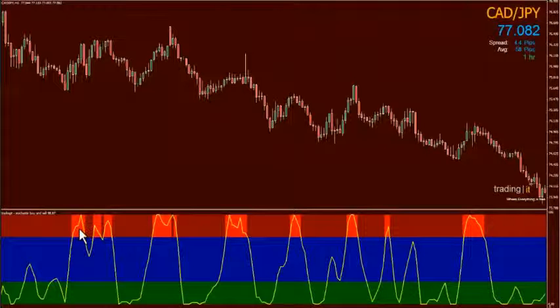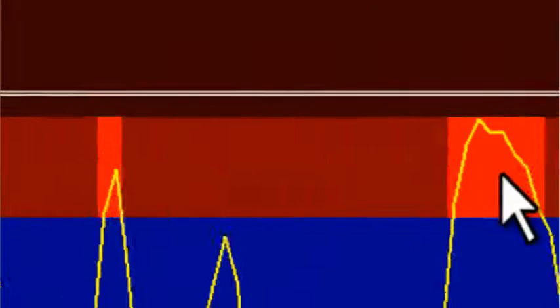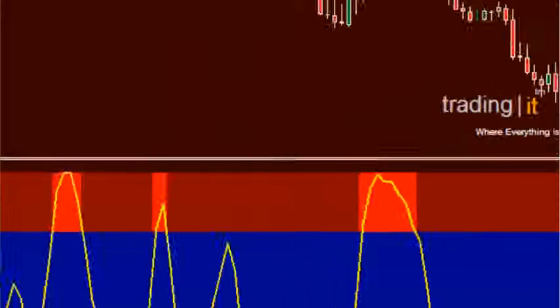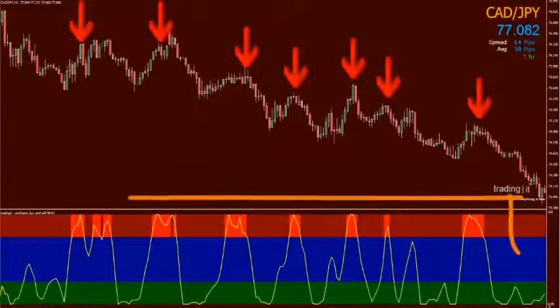Once the stochastic enters the red zone, signifying that the market is in overbought conditions, we wait for the second zone to appear. When this happens, like right here for instance, we wait for the stochastic to hook down and cross over. Then a sell order can be executed, and one can go short.